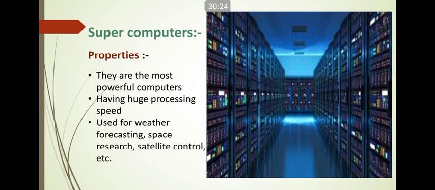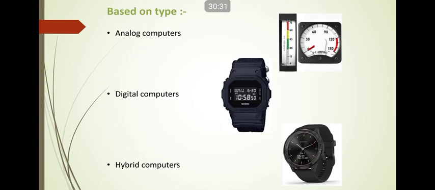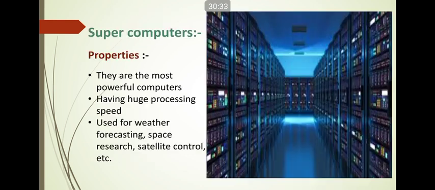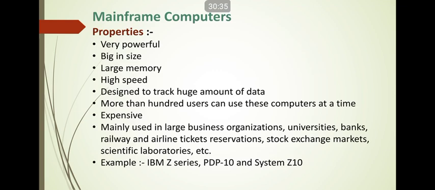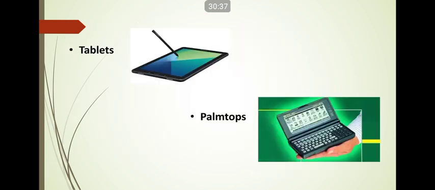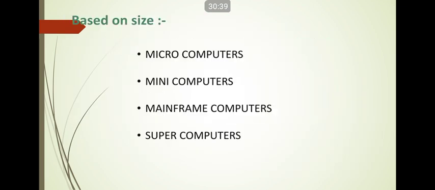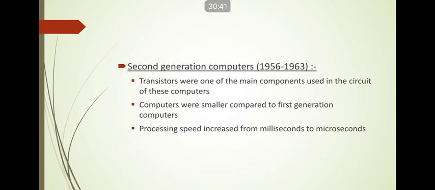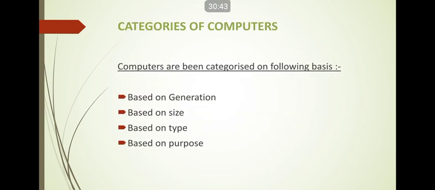So, we have covered 2 topics. In the next topic, we will cover the types, but that is for the next session. So, we have studied the categories of computers based on 2 criteria. The first one is based on generation and the second one is based on size. Let's have a quick review.